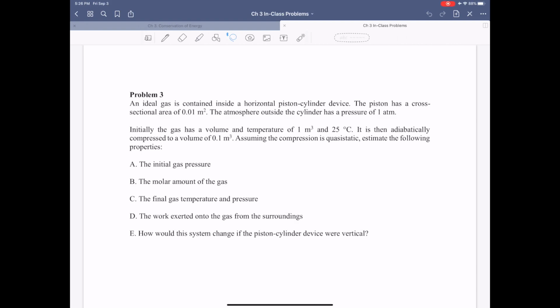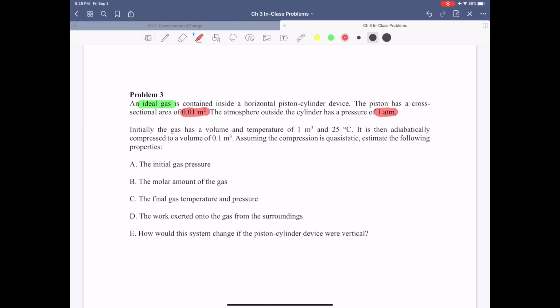In this video, we're going to work on problem 3 of the chapter 3 in-class problems worksheet. In this problem, what we're dealing with is an ideal gas that's contained in a piston cylinder system. This piston has a cross-sectional area of 0.1 meters squared. We're also told that the pressure outside the cylinder is 1 atmosphere.